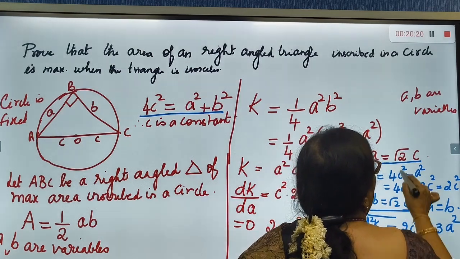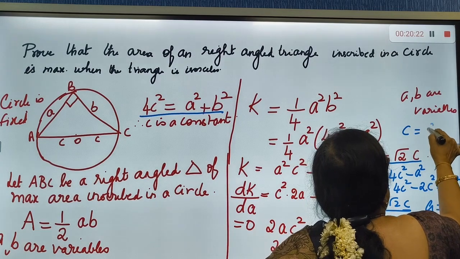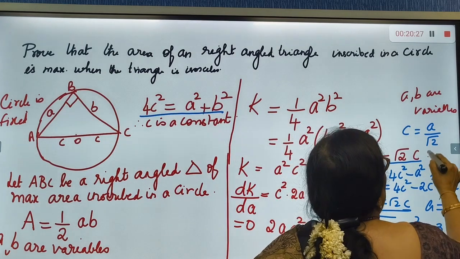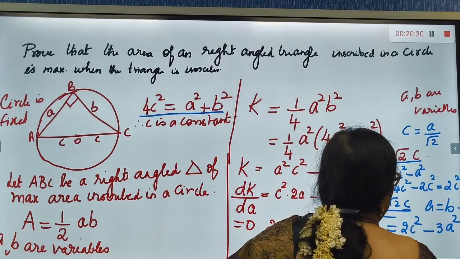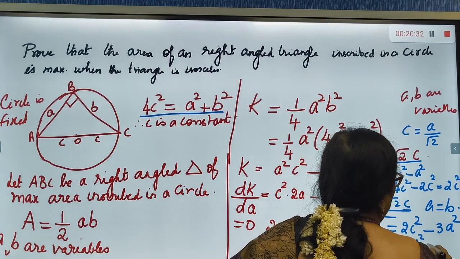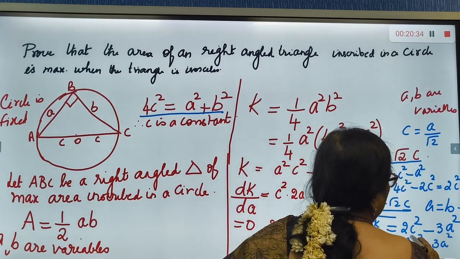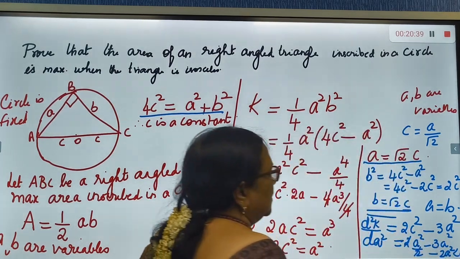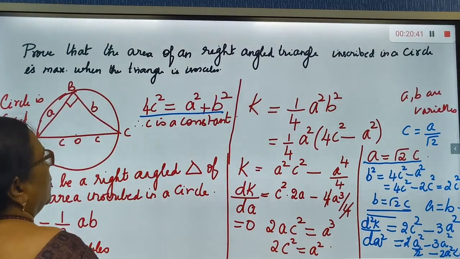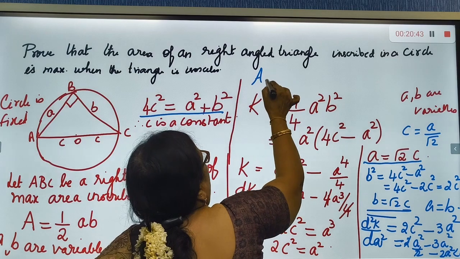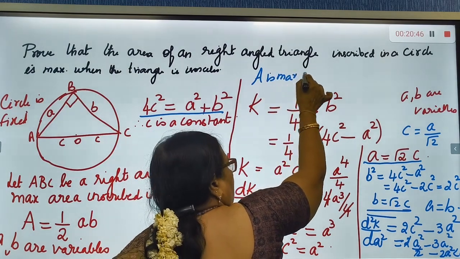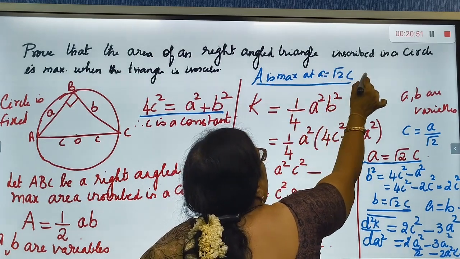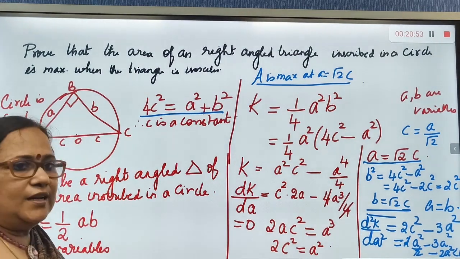You know that a is root 2c. So c is equal to a by root 2. Right? So c square will be a square by 2. 2 into a square by 2 minus 3a square. A square minus 3a square is minus 2a square, which is less than 0. Therefore, conclusion, area is maximum at a equal to root 2c. Is it clear?